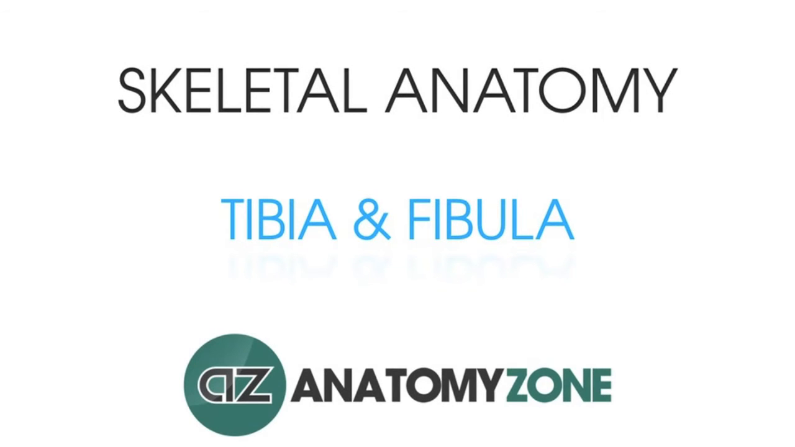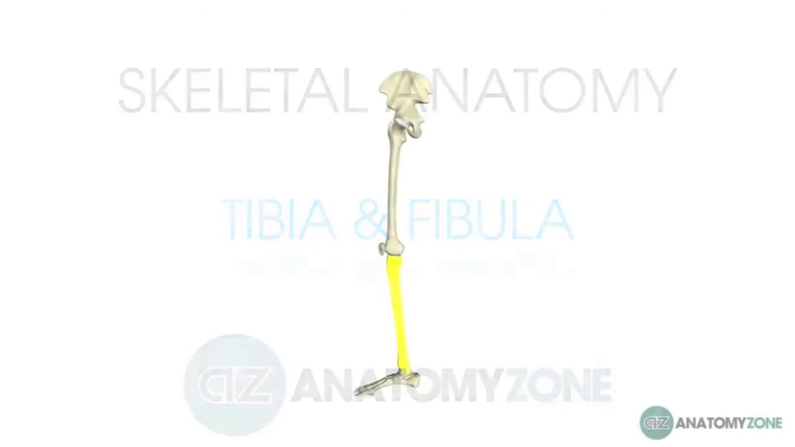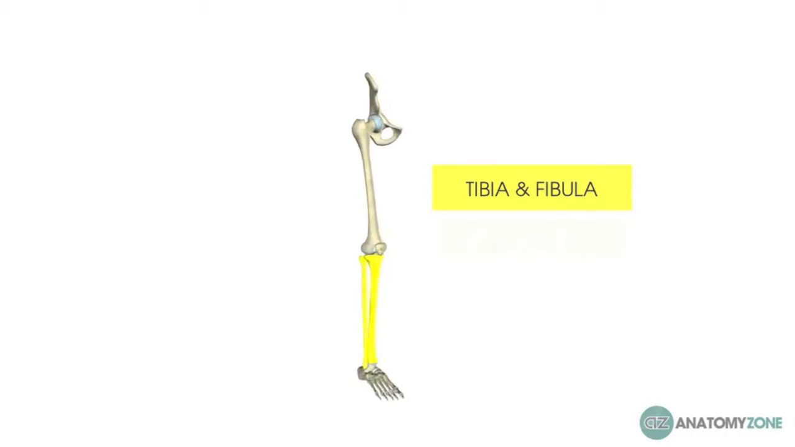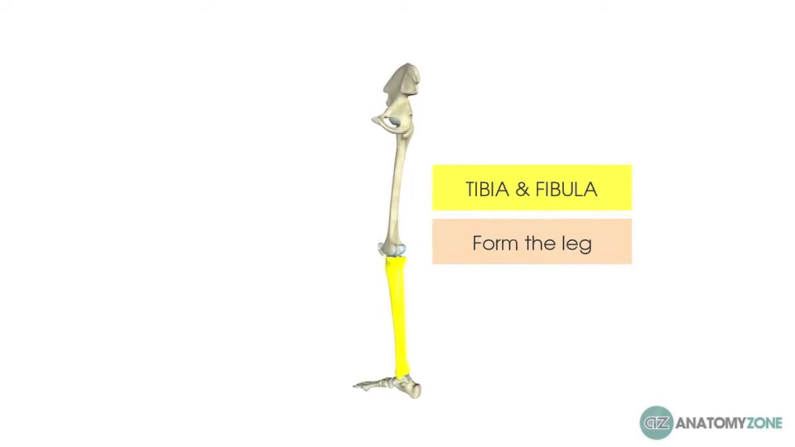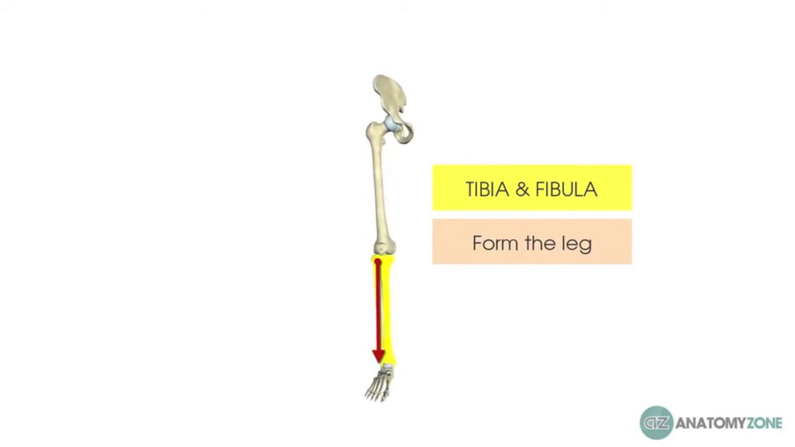Hi, this is Jack from Anatomy Zone, and in this tutorial we're going to take a look at the tibia and the fibula. And so we thought it's probably best to look at these two together because they're so closely approximated to one another and work together to allow the leg to function. So firstly, the tibia and the fibula form the leg, and remember that we're referring to this in an anatomical sense where the leg refers to that which is from the knee and below.